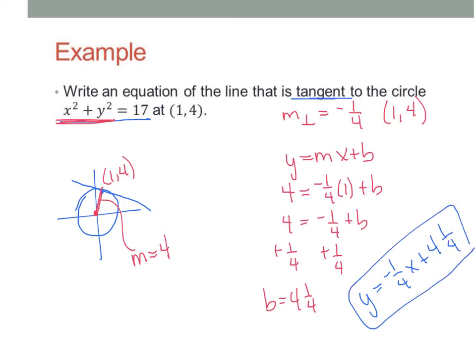Okay, so just a quick recap: that tangent line has to be perpendicular to that radius, so we just found the slope of our radius and used that opposite reciprocal slope.